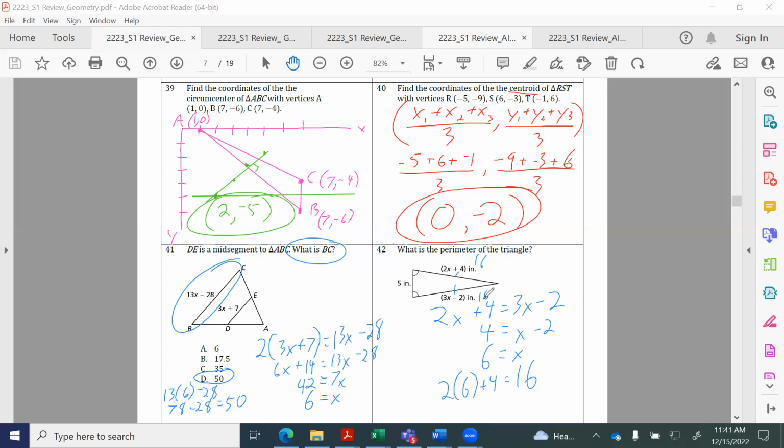Now, for these, we have 16, 16, and 5. Add them up, that's 32, plus 5 is 37. So again, added them all up: 5 plus 16 plus 16 equals 37. That's our answer for our perimeter.